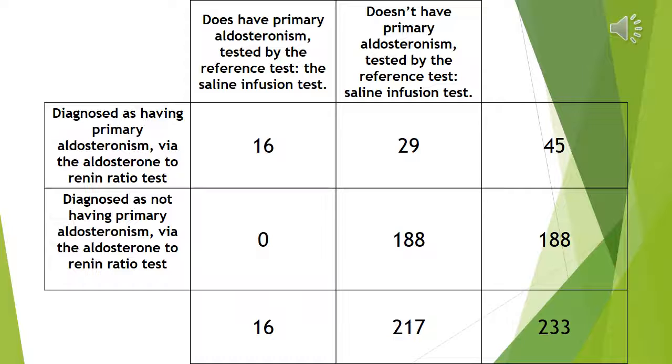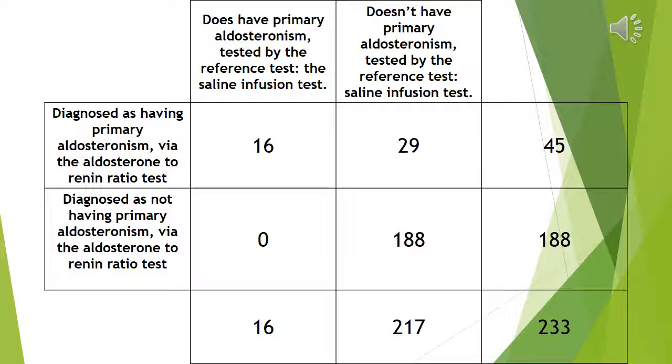In this particular study, they've reported that 29 patients that were diagnosed with primary aldosteronism by the ratio test were misdiagnosed as the reference test didn't confirm the diagnosis. They also reported that all 16 patients that were diagnosed by the reference test, SIT, were also diagnosed by the ratio test.